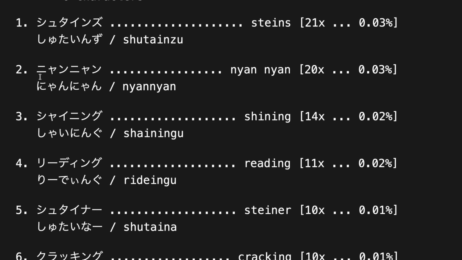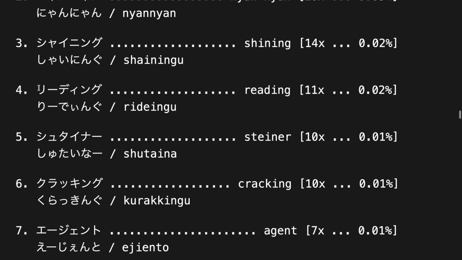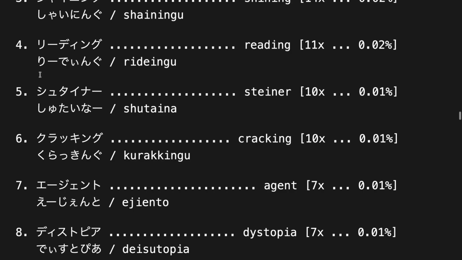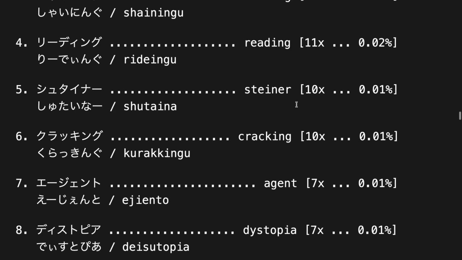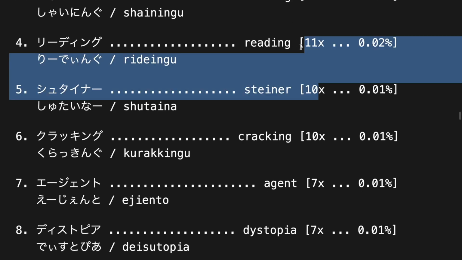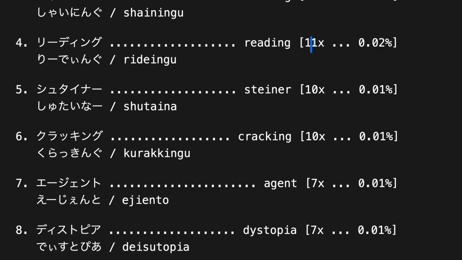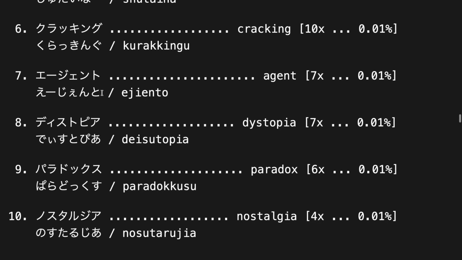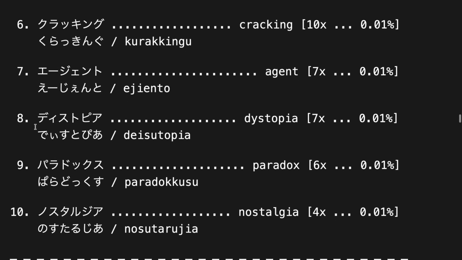Steins Gate, nyan nyan, shining finger, reading Steiner. Okay, yeah, these perfectly line up. Reading and Steiner, 10 and 11. Maybe you said 1 and then got interrupted. Here are some funny little interesting theme words, right?